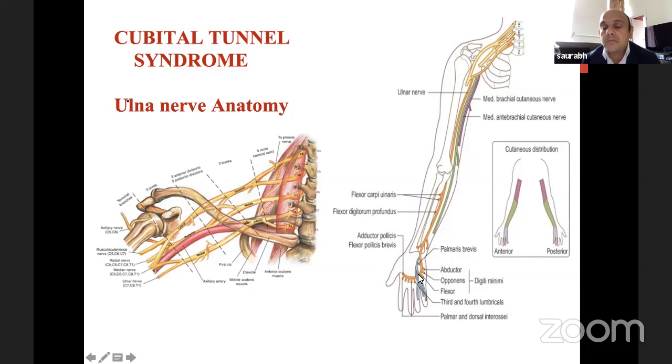As soon as it goes distal to the hook of hamate, it divides into a superficial and a deep branch. The superficial branch, as we know, is sensory to 1.5 fingers. The deep branch supplies all the hypothenar muscles: abductor digiti minimi, opponens digiti minimi, flexor digiti minimi. Then it supplies the 3rd and 4th lumbricals, adductor pollicis, palmar and dorsal interossei, and also half of flexor pollicis brevis.